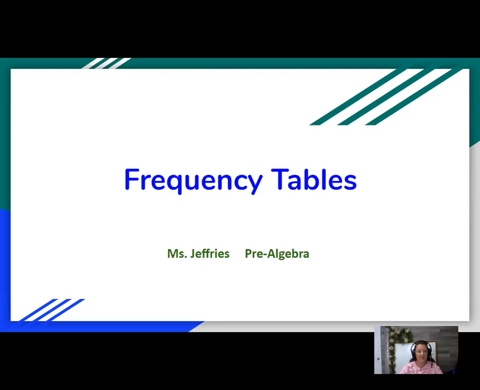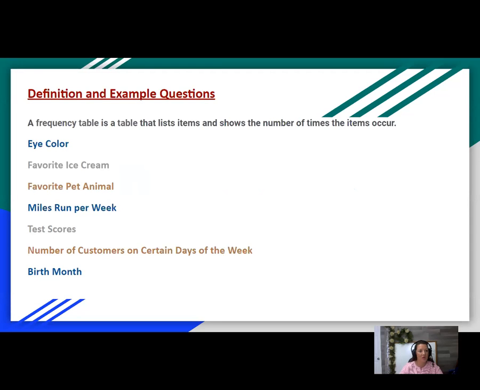One of those is a frequency table. The definition of a frequency table is just how it sounds, right? Frequency means how often, and then obviously we're making a table with columns and rows. So we're going to take that data, list items and show the number of those items and how many times they occur. You can make tally marks or circle and cross out the numbers in a data set, and we'll do some examples today.